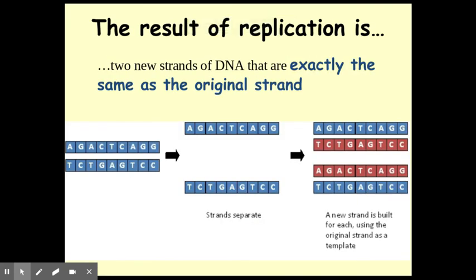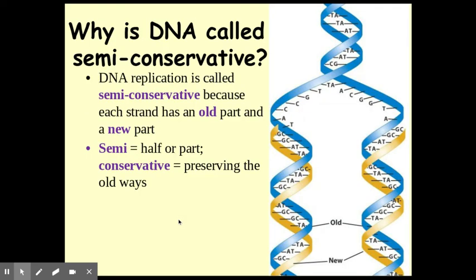Okay, so the result of your replication is that you have two new strands of DNA that are exactly the same as the original strand. In this first picture, you have them together, then they separate, and then you have the nucleotides coming in and bonding the nitrogen bases together to form two new DNA strands. So each DNA strand now has an original copy of the DNA and the new copy or new strand of the DNA. So they have an old and new strand that make up the two different DNA strands now.